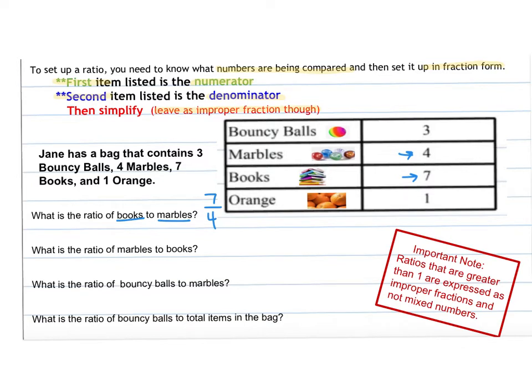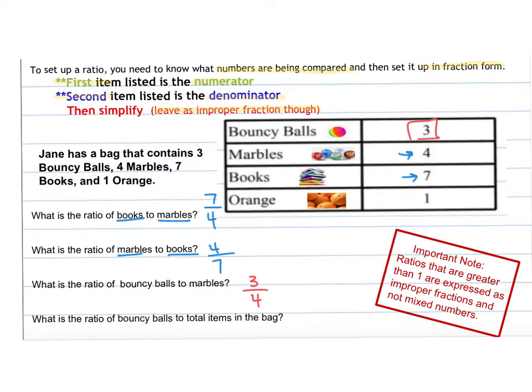The next one, what is the ratio of marbles to books? So now it's just flipped around in the other order. So marbles is first, so this time that's going to be our numerator. Books comes second, so that's our denominator. So it's just flipped this time because the order is flipped. Again, that's in simplest form, so we would leave it. Next one, what is the ratio of bouncy balls to marbles? Well, bouncy balls, there's 3 bouncy balls. And again, marbles, there are 4. Check to see if you can simplify it. It's already in simplest form, so we would just leave it as 3/4.